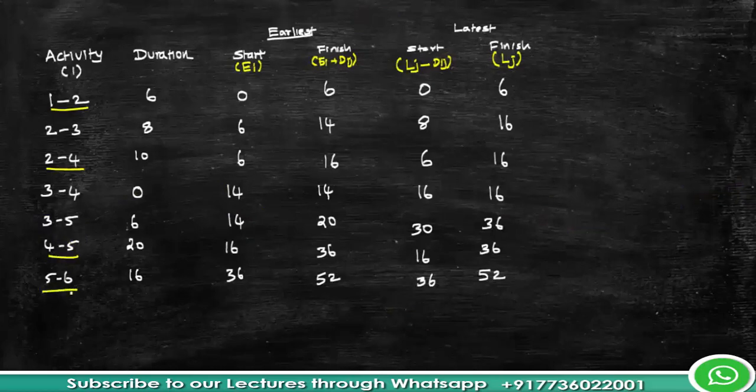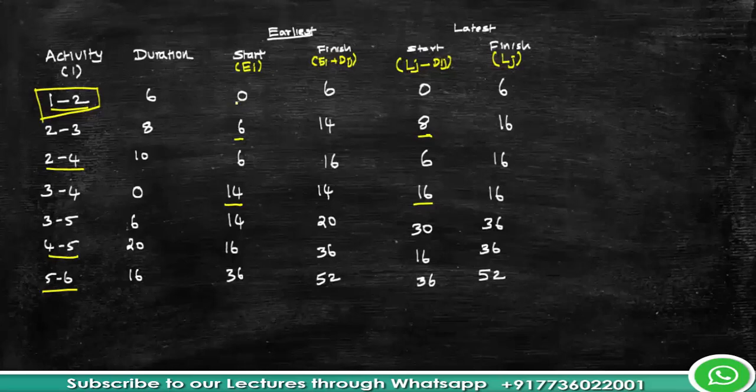Every activity in a network has an earliest start time and a latest start time. If you note them for all activities, they differ at some point. For example, for the activity 2 to 3, the earliest start time is 6, whereas the latest start time is 8. For 3 to 4, the earliest start time is 14, whereas the latest start time is 16. So it is differing. But the point to note is that the earliest start time and latest start time for critical activities are the same.